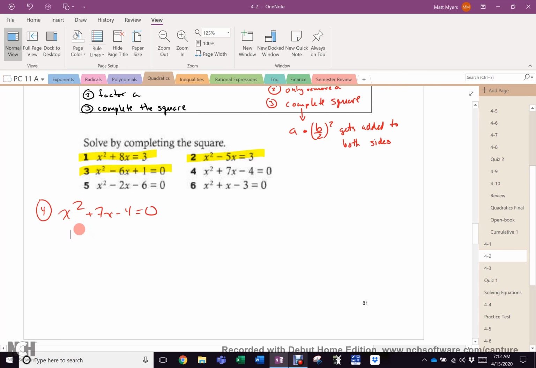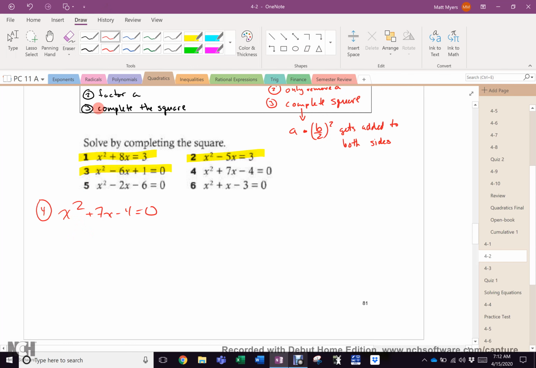So x squared plus 7x. Then I'm going to move that 4 over here so it's out of the way. Equals positive 4. Now, this one is an odd number, so this is really yucky to do completing the square with. But don't worry, because today you're going to learn something that will allow you to do this without completing the square.